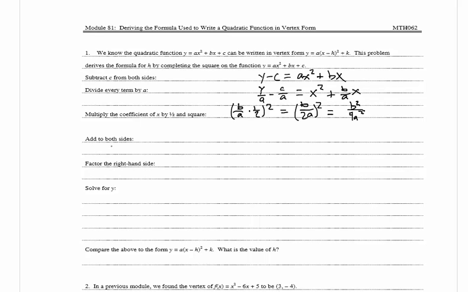And now we want to add what we found to both sides. So we're going to have y over a minus c over a plus b squared over 4a squared is equal to x squared plus b over a x plus b squared over 4a squared. And now we want to factor the right-hand side. The first thing we're going to do is rewrite the left-hand side: y over a minus c over a plus b squared over 4a squared.